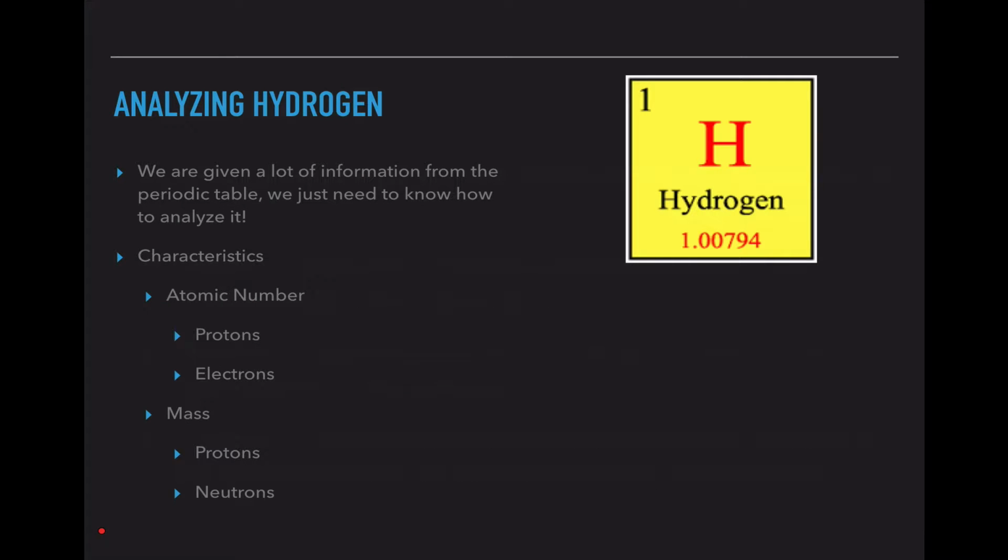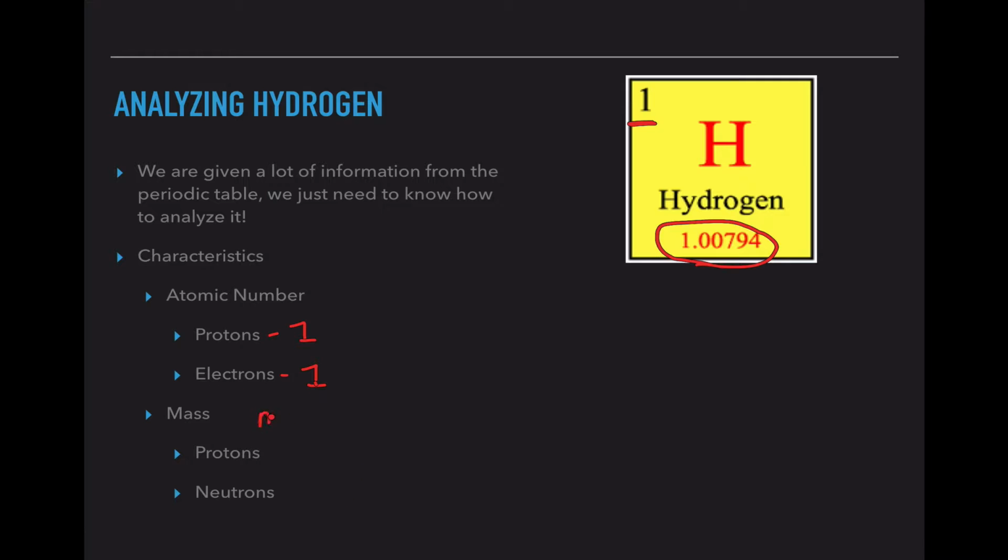If we are analyzing hydrogen, we're given a lot of information from the periodic table. We just need to know how to read it. The first thing that we need to know is the atomic number. The atomic number is up here. It tells us the number of protons and the number of electrons. So for this hydrogen atom, there's 1 proton and there's 1 electron.